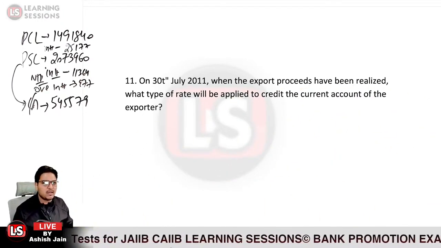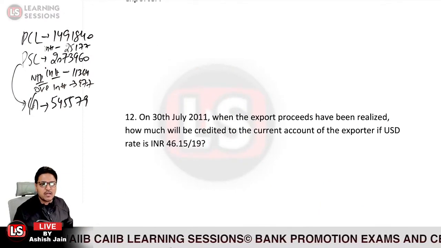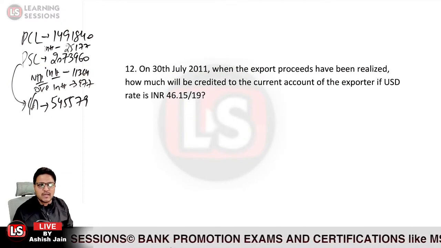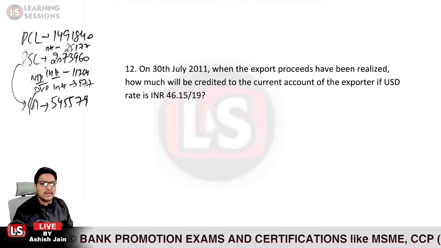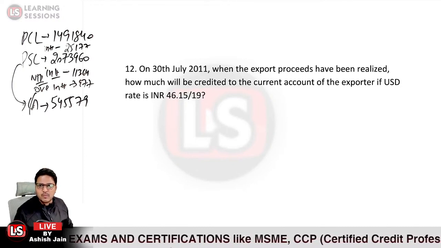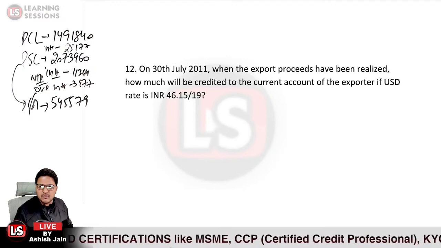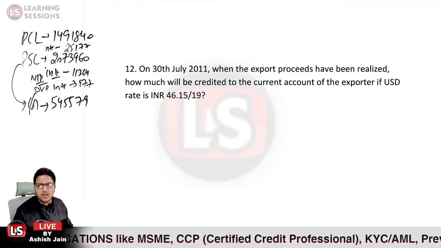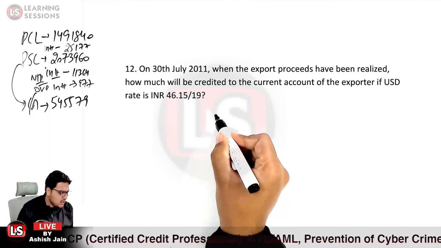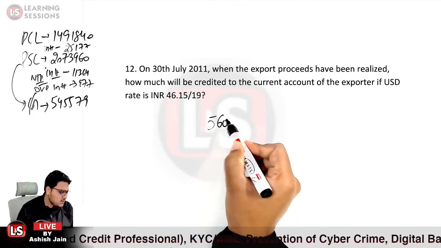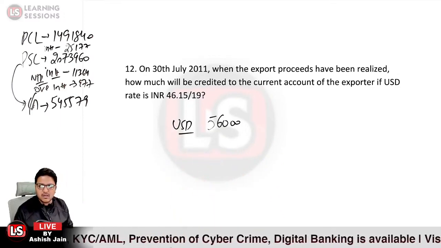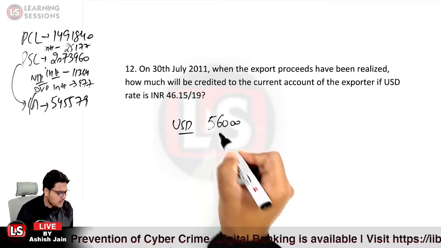Now let's move to the next question. It says: on 30th of July 2011, when the export proceeds have been realized, how much will be credited to the current account of the exporter if the USD rate is 46.15/19? The rate is already provided, and we need to tell what amount will be credited to the account of the exporter. The amount was 56,000 USDs.